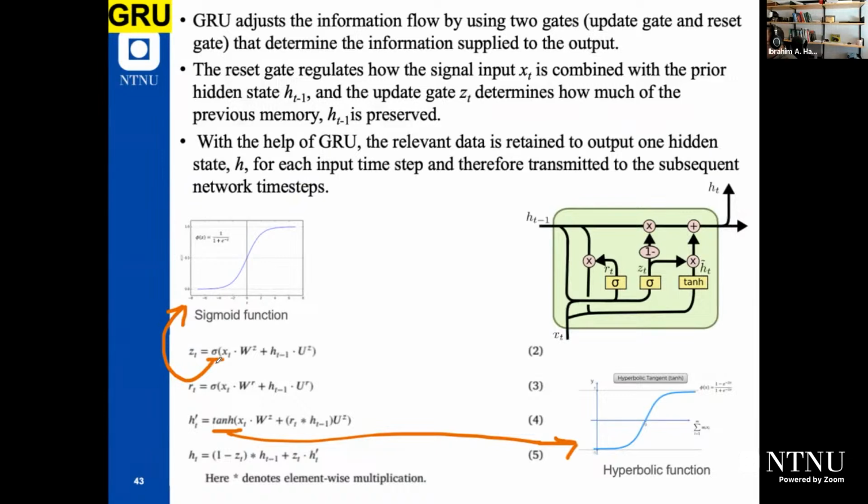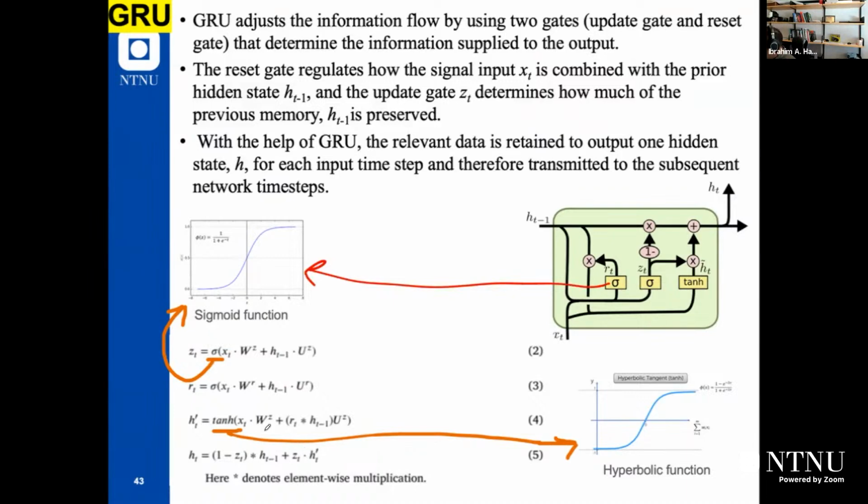So Z of t will be this sigmoid, the activation function. This is the sigmoid function, right? It will be sigmoid of x of t multiplied by omega plus ht-1 multiplied by u. We will calculate Z of t, and after calculating Z of t, we will calculate R of t using sigmoid also. So it will be x of t multiplied by omega plus ht-1 multiplied by u. After that, we will calculate the hidden states using hyperbolic tangent, as we did before, right? And after that, we will calculate ht dash. From ht dash, we will calculate ht, which will be 1 minus zt multiplied by ht-1.